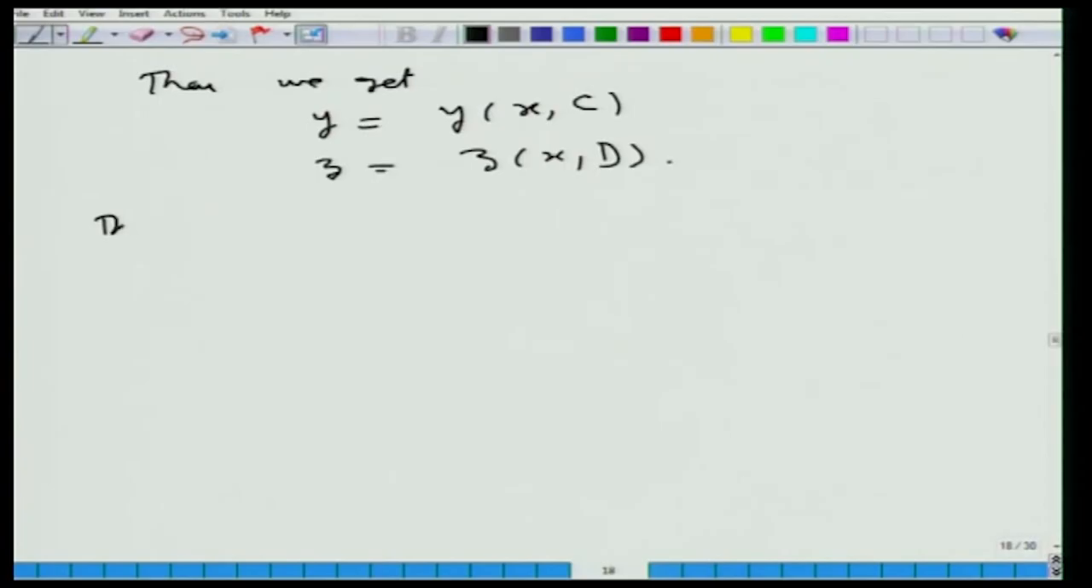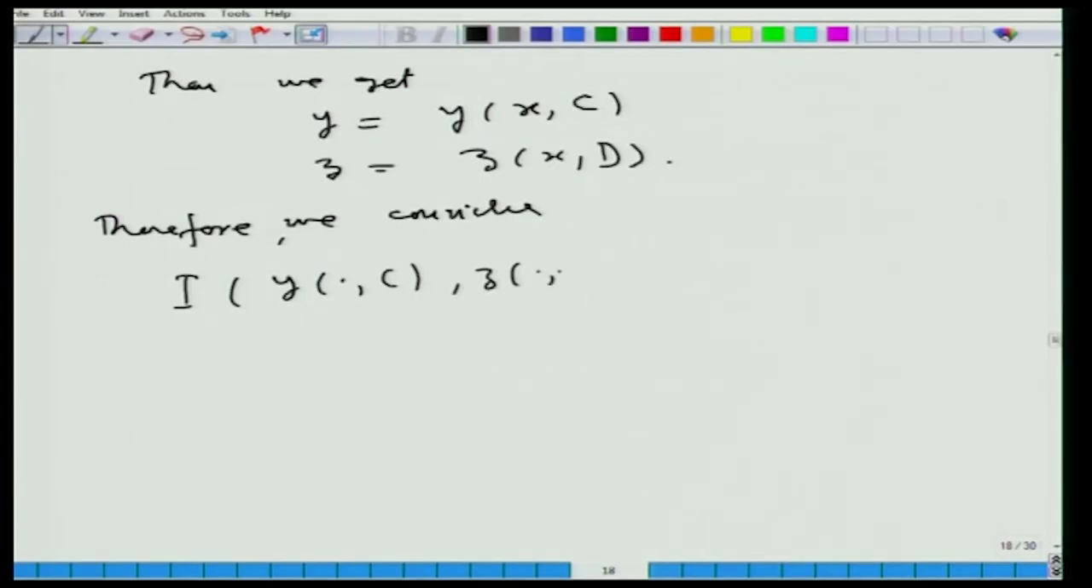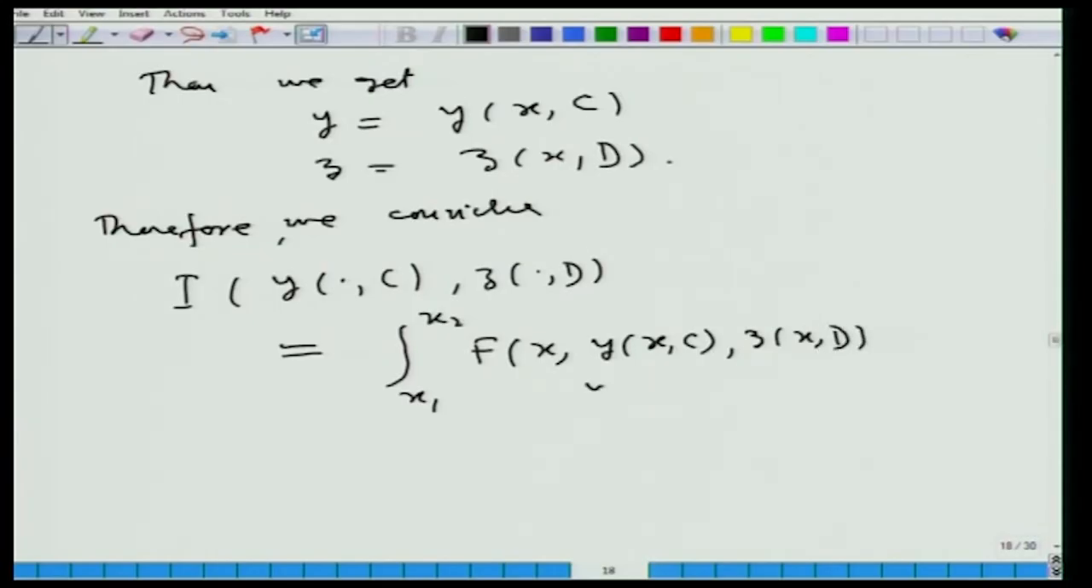So we consider I on these subfamilies y(x, c) and z(x, d), which is the integral from x1 to x2 of f(x, y(x, c), z(x, d), y prime(x, c), z prime(x, d)) dx. And the point B moves freely, or moves on a curve or on a surface. That is what we consider here.